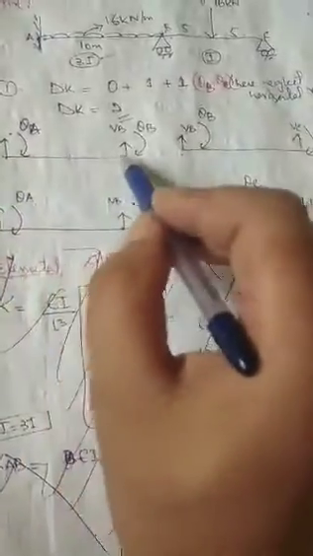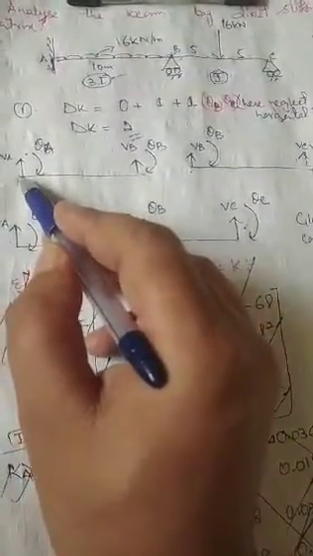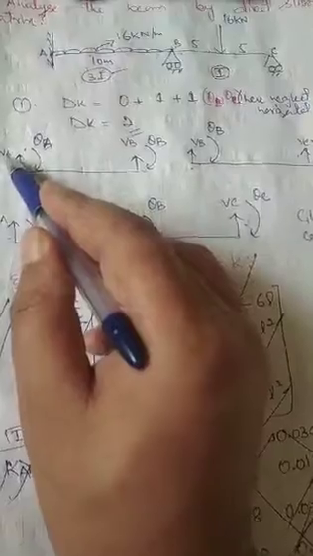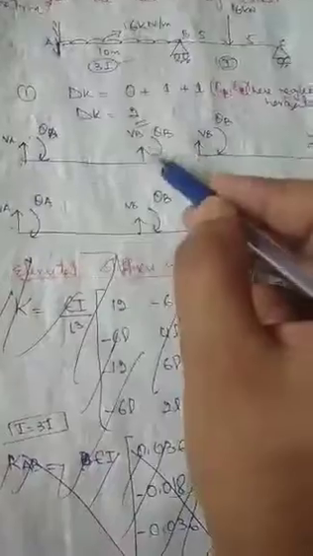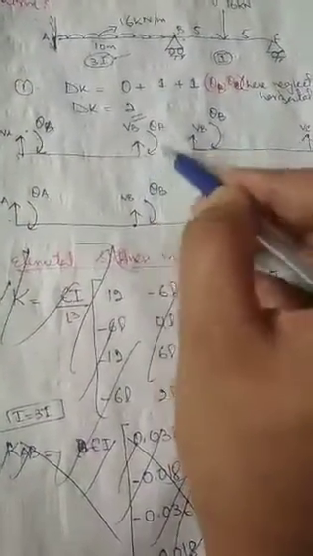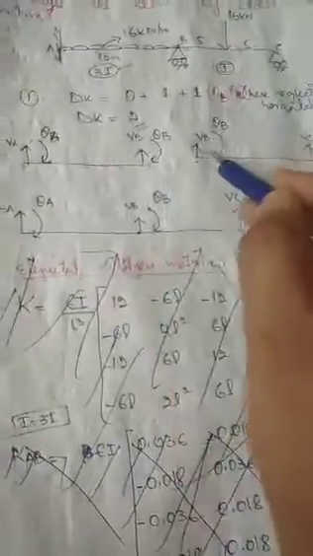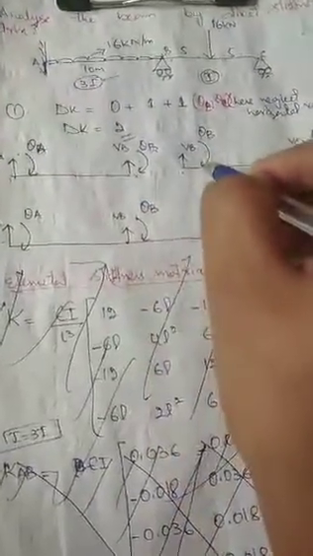The next step is we have to assign element coordinates. We split the beam into two portions, AB and BC. In AB we assign coordinates: vertical reaction VA and moment theta A or MA. Here also vertical reaction VB and moment theta B. Here VB, theta B, and here VC, theta C. That is called element coordinates.